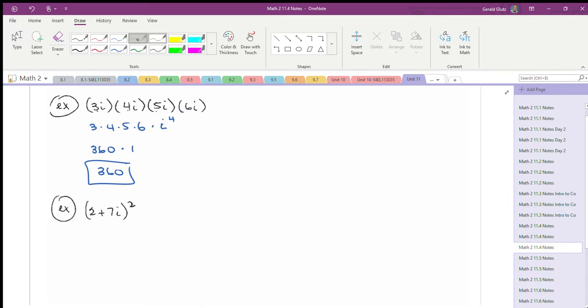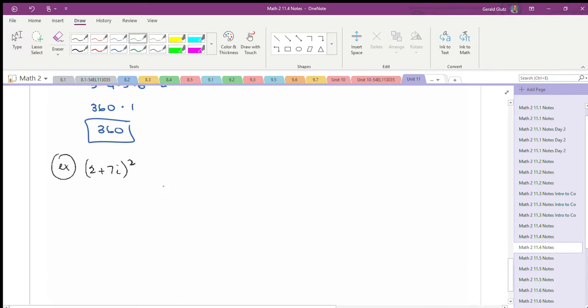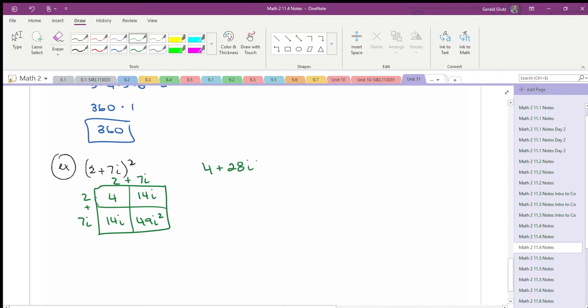And then the last one. So 2 plus 7i and then 2 plus 7i. So 4 and then 14i, 14i, and 49i squared. So 4 plus 28i plus 49 times negative 1. So your answer should be negative 45 plus 28i, and that's going to be it for the notes.